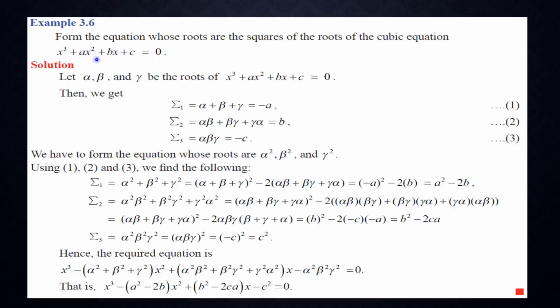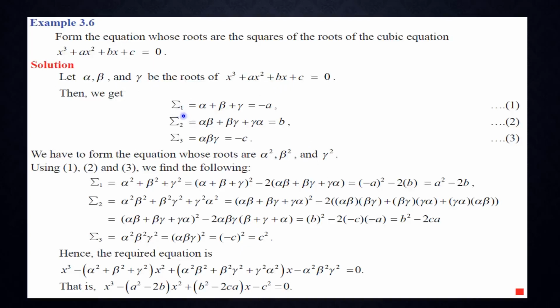Now we are going to take the roots of this cubic equation as alpha, beta and gamma. நம்ம இப்ப எதுக்குரிய ஈக்குவேஷன் ஃபார்ம் பண்ணணும்னா இந்த ரூட்ஸோட ஸ்கொயர்ஸ் ஆஃப் த ரூட்ஸுக்கு ஃபார்ம் பண்ணணும். தட் இஸ் ஆல்பா ஸ்கொயர், பீட்டா ஸ்கொயர் அண்ட் காமா ஸ்கொயர்ங்கிறது ரூட்ஸா இருந்துச்சுன்னா அதுக்குரிய கியூபிக் ஈக்குவேஷன் என்ன இருக்கும்னு சொல்லி ஃபார்ம் பண்ண போறோம். For that, first from the given equation you have to find the summation 1.